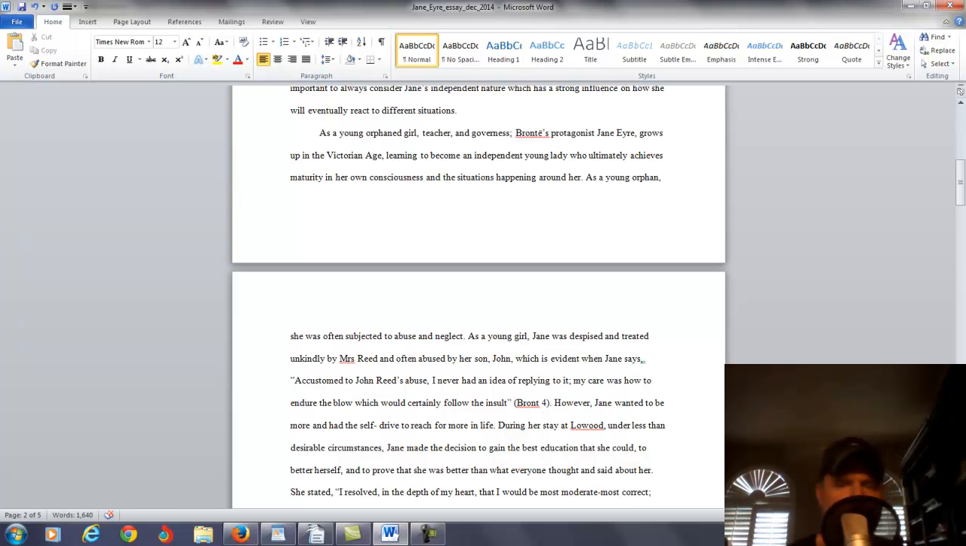That might work. As a young girl, Jane was despised and treated unkindly by Mrs. Reed and often abused by her son John, which is evident when she says, however, Jane wanted to be more and had the self-drive to reach this is probably, don't need to say all that. Jane had the self-drive to reach for more in life.